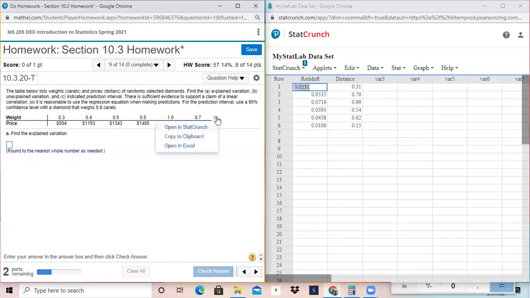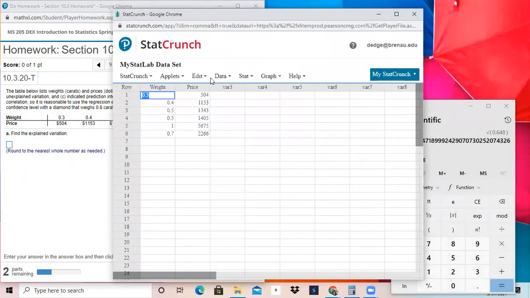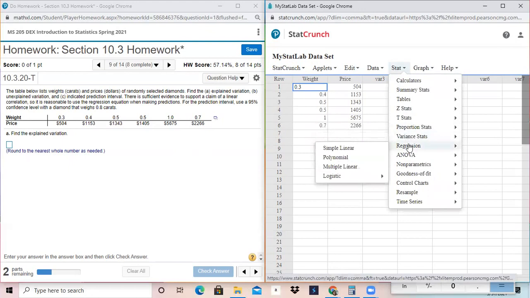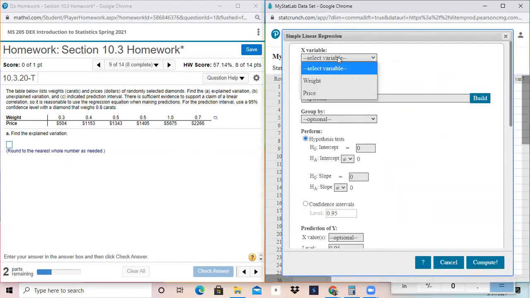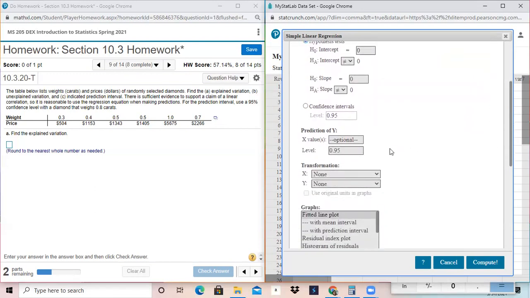So let's load this in. Put it into our regression. Select X, select Y. Our prediction value is going to be 0.8 at a 95% confidence level. Compute.